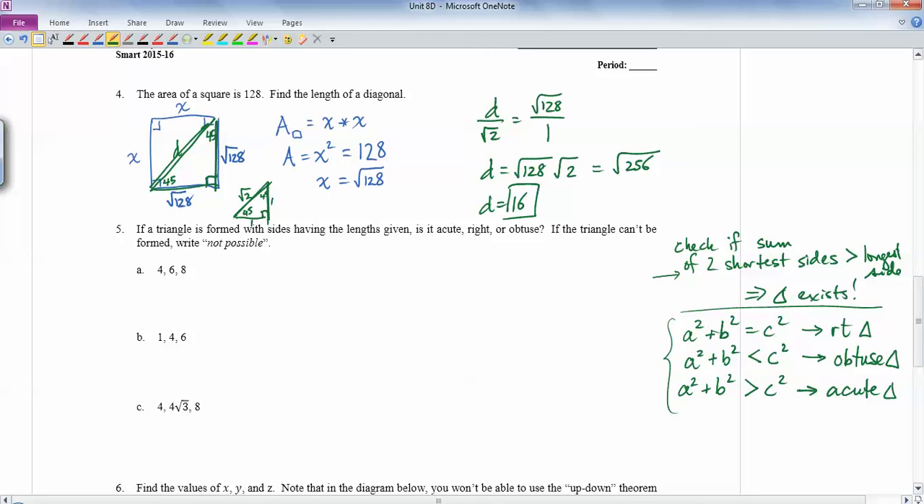So in the first one, the 2 shorter sides are 4 and 6, so 4 plus 6, is that greater than 8? Well, yeah, 10 is bigger than 8, so this triangle exists. So I'll say triangle exists, and then we plug them into Pythag. So 4 squared plus 6 squared, we're going to compare that to 8 squared. So 4 squared is 16. 6 squared is 36, so that's 16 plus 36, 52, which is less than 64. So a squared plus b squared is less than c squared, which makes this thing an obtuse triangle.